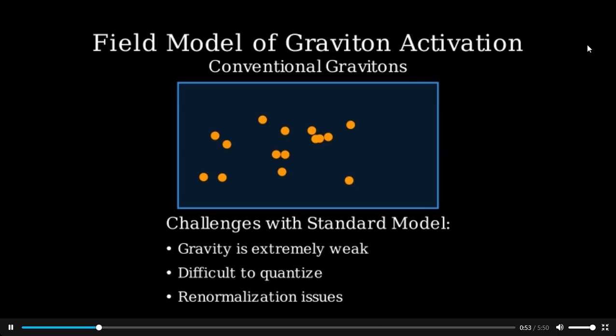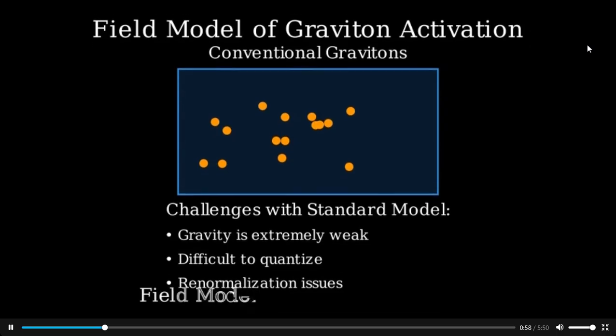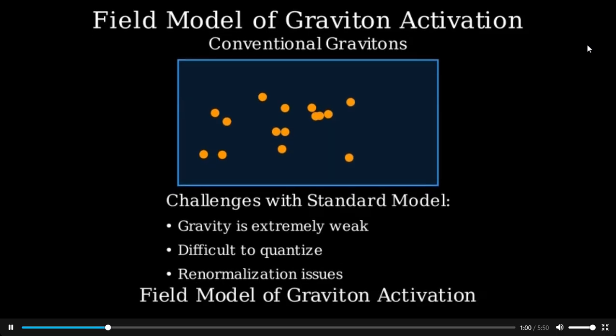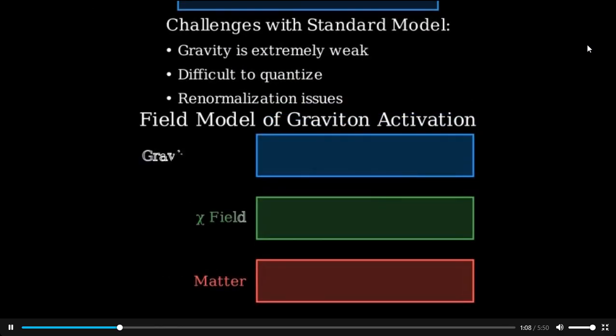The field model of graviton activation proposes a different approach. Instead of gravitons directly mediating gravity, this model suggests that gravitons exist, but they need to be activated through interaction with an auxiliary field, which we denote as chi. In this model, the auxiliary field chi acts as a mediator between gravitons and matter, allowing gravity to emerge as a cooperative interaction. Now, let's examine the mathematical formulation of this model.